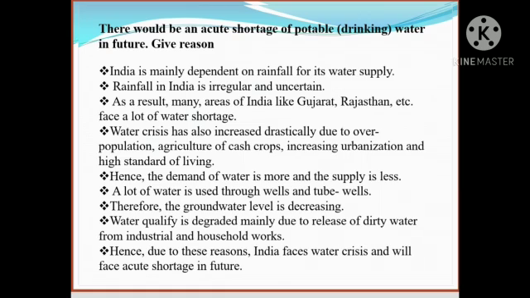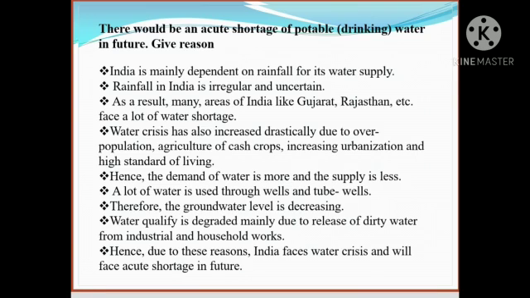Now we see one more give reason. There would be an acute shortage of potable, that is drinking, water in future. Give reason. India is mainly dependent on rainfall for its water supply. Rainfall in India is irregular and uncertain. As a result, many areas of India like Gujarat, Rajasthan, etc. face a lot of water shortage. The water crisis has also increased drastically due to overpopulation, agriculture of cash crops, increasing urbanization, and high standard of living. Hence, the demand for water is more and the supply is less.